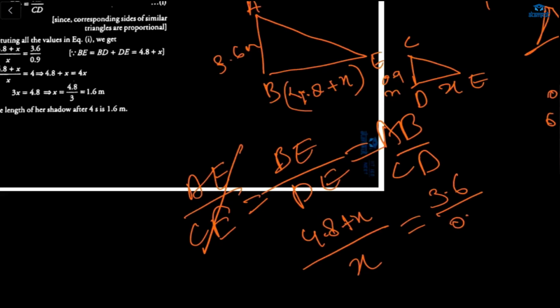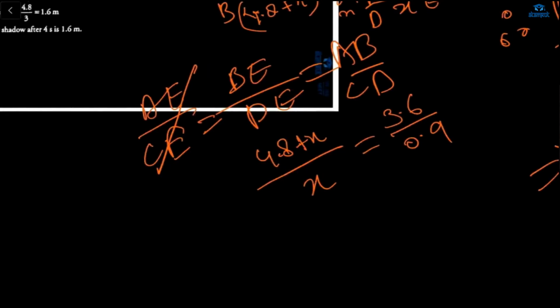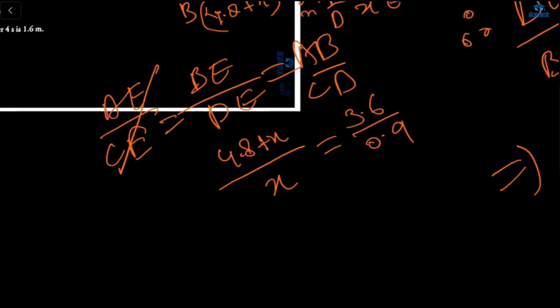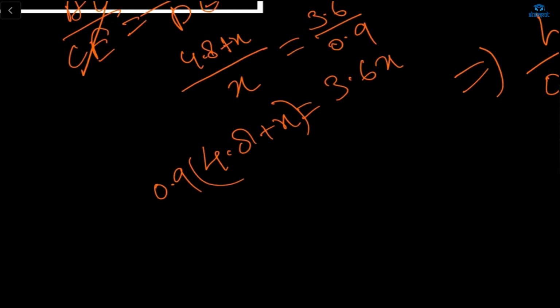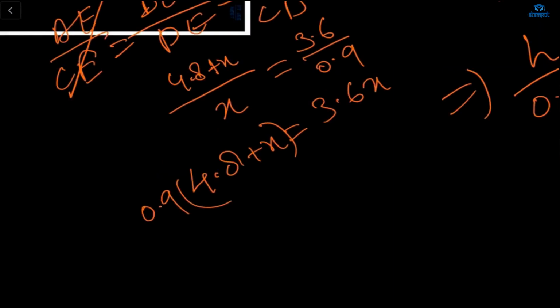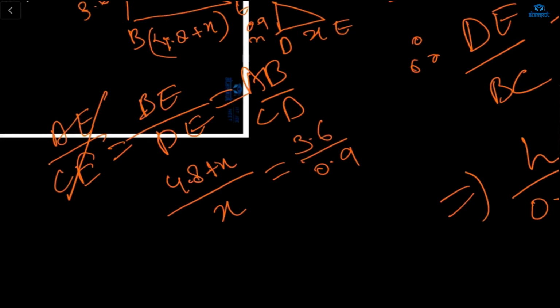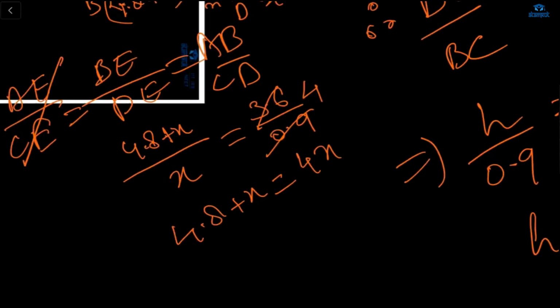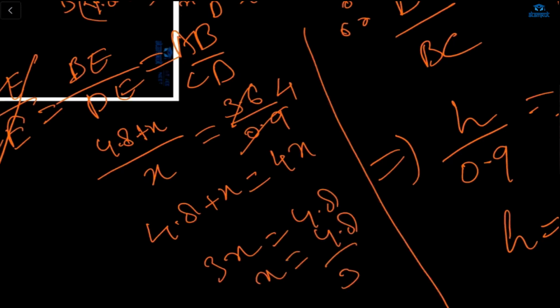is 0.9. So if you see here, you will get an equation. What will be the equation? It will be 4.8 plus X is equal to 3.6 upon 0.9 into X. If you multiply, or you can just cancel that out, I will cancel here only. It will be better. If you cancel this, you will get 4. So 4.8 plus X is equal to 4X. So it will be 3X is equal to 4.8. So X is equal to 4.8 by 3, which will be X is equal to 1.6.